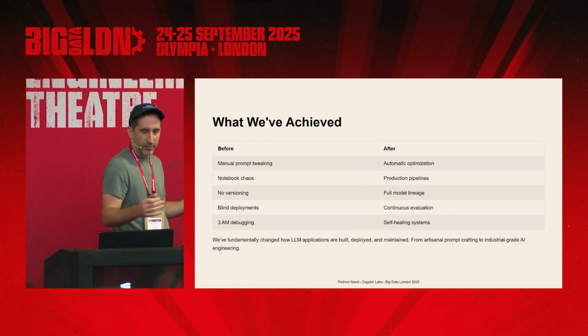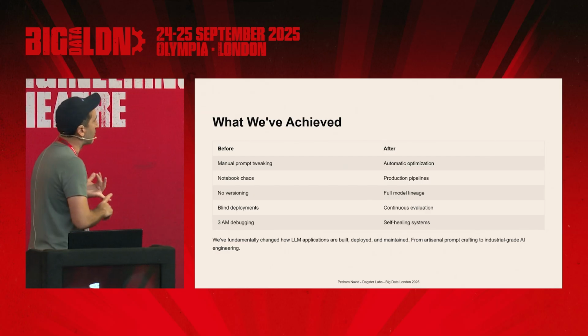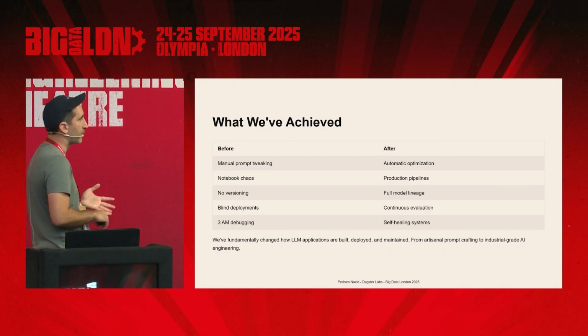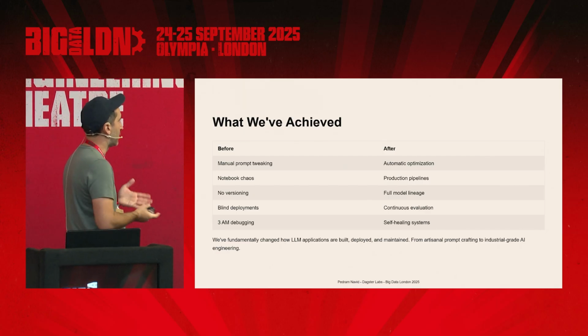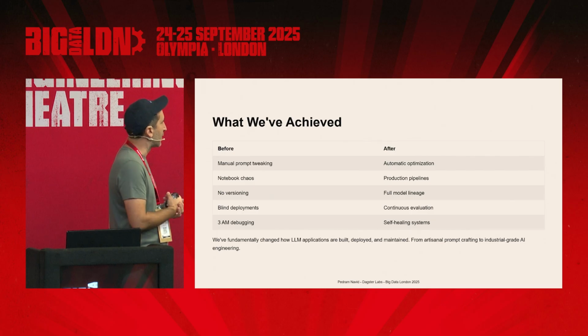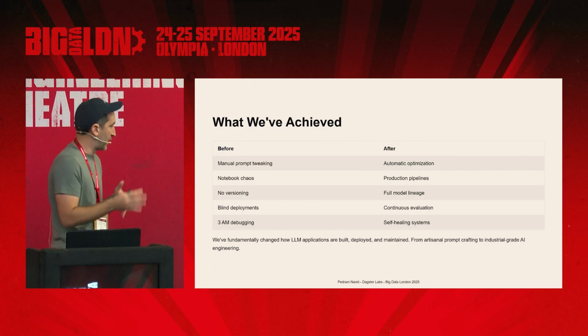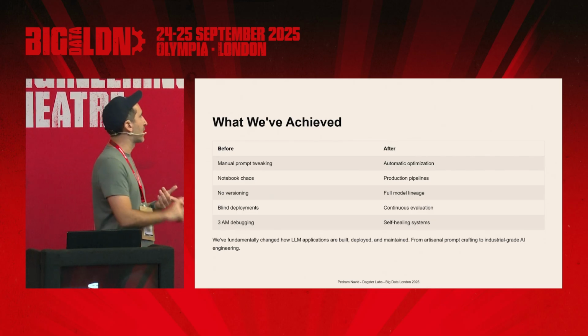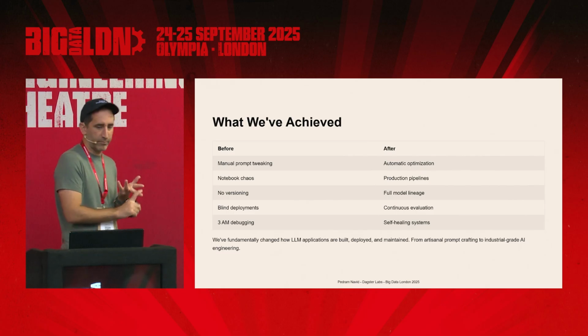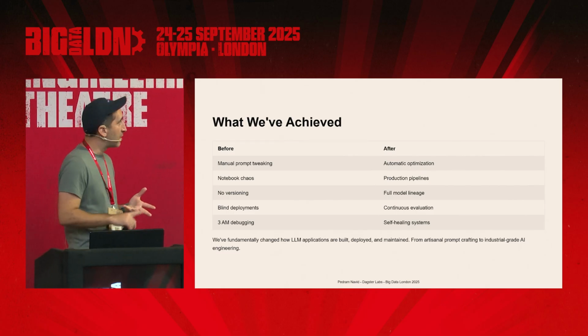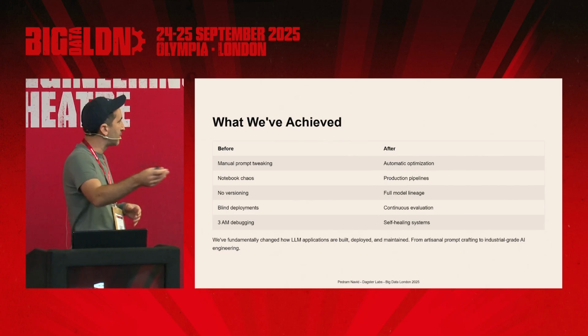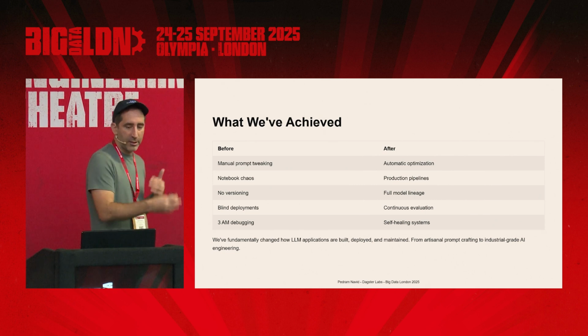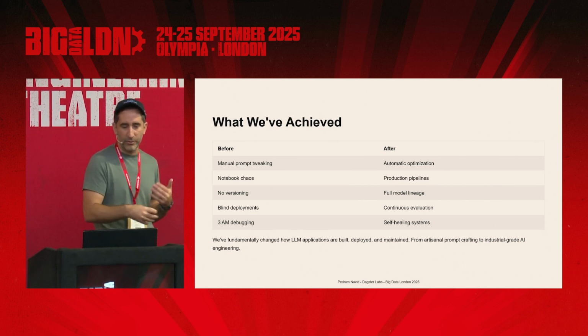So you start in a world of manual prompt tweaking, notebook chaos. You didn't have any versioning. Blind deployments, really no sense of what's going on. You move to this declarative approach, and what you really get is automatic optimization. You get pipelines that are production ready out of the box. You get full model lineage so you understand how your pipelines are working, and you get this continuous eval that can constantly self-improve and self-heal over time.